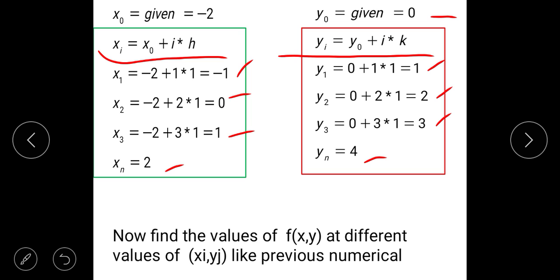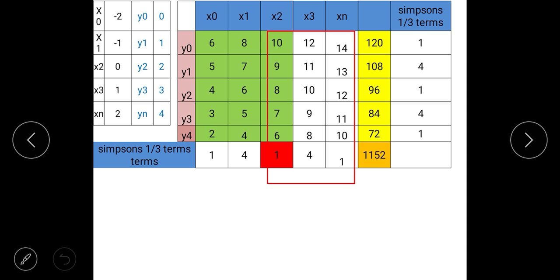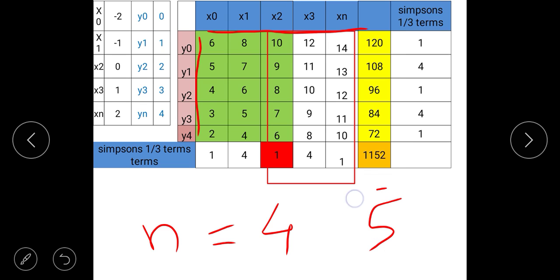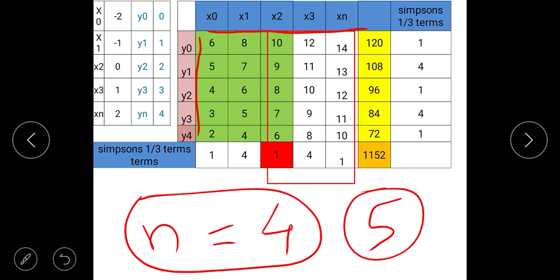Then for completing the table, it's very simple. First of all, write all these terms: x0, x1, x2, x3. Then write all these terms: y0, y1, y2, y3, y4. Because here we are using n equal to 4. It means the number of data points is 5. N is 4, the number of strips is 4. The number of data points is odd, that is always 5 if n is 4.